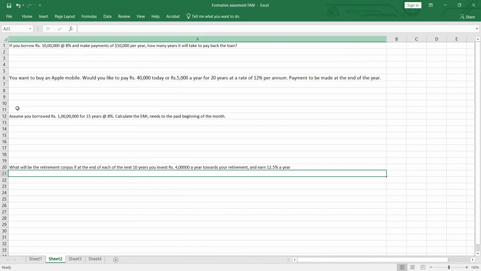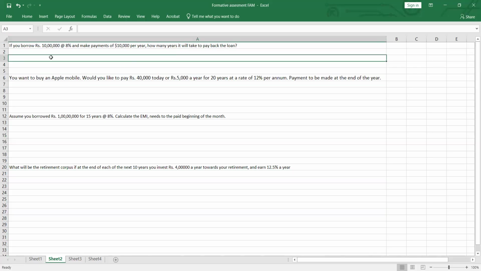We all know about PV, present value, and future value. This is a very important concept. If you are an entrepreneur, a businessman, or any investor, you have to understand your future value and present value. So now, the first question: if you borrow 10 lakh at 8% and make a payment of 10,000 per year, how many years will it take to pay back the loan?